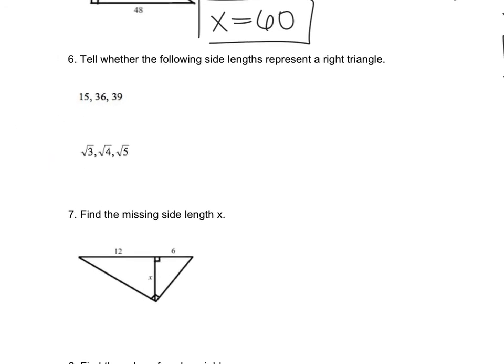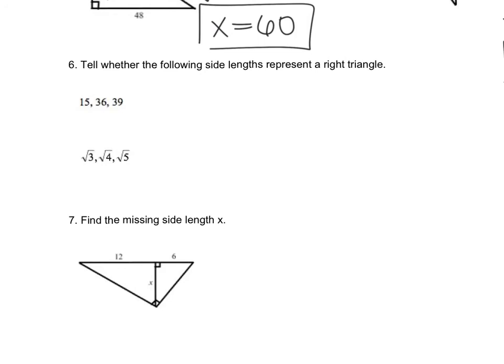Next, we're going to determine whether our side lengths represent a right triangle. So we're still going to use the Pythagorean theorem. We're going to check to see if 15 squared plus 36 squared equals 39 squared. So if you're given three values and trying to figure out if they represent a right triangle, the largest number has to be the hypotenuse, because the hypotenuse is always the longest side of a right triangle.